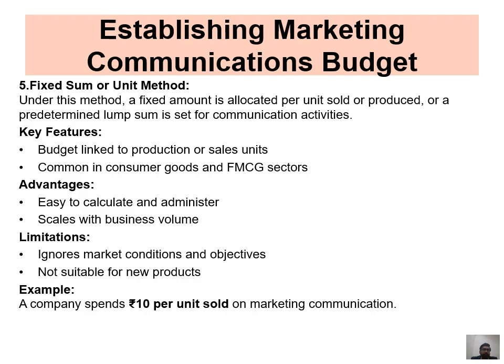Fifth method is fixed sum or unit method. Under this method, a fixed amount is allocated per unit sold or produced, or a predetermined lump sum is set for communication activities. For example, a company spends XYZ amount per unit sold on marketing communication. Now, advantages may be it is easier to calculate or administer, scales with business volume, and limitations are like this ignores market conditions and objectives, and this is not suitable for new products.